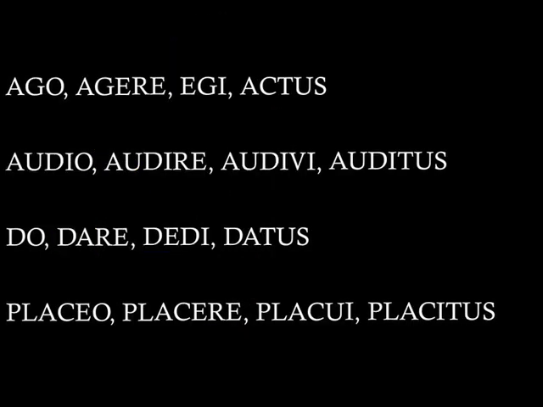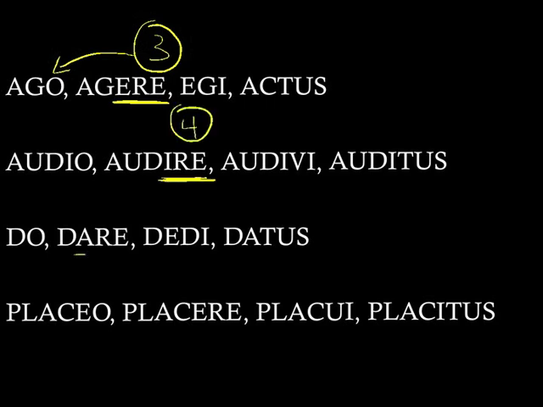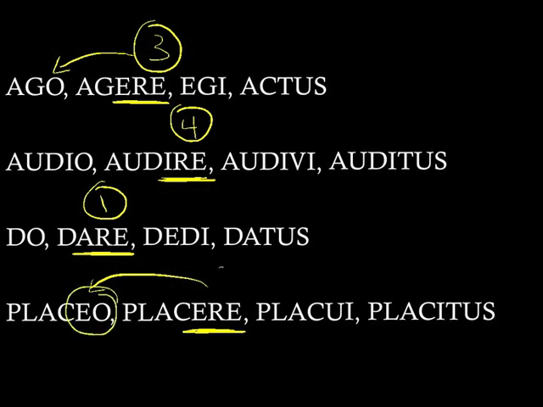Let's look at a few more verbs. Ago, agere, ERE, jump over here. There's only an O there, so that tells you it's third conjugation. Audio, audire, with that IRE, is fourth conjugation. Do, dare, we have ARE there, so it's first. And then placeo, placere, the ERE, and you jump over here to the EO, and that tells you it's second conjugation.